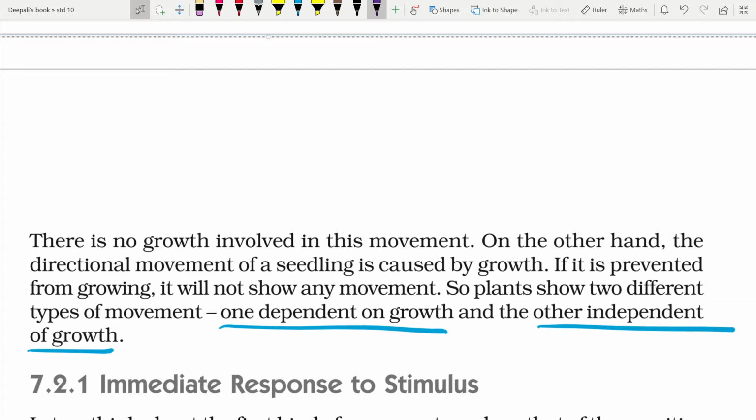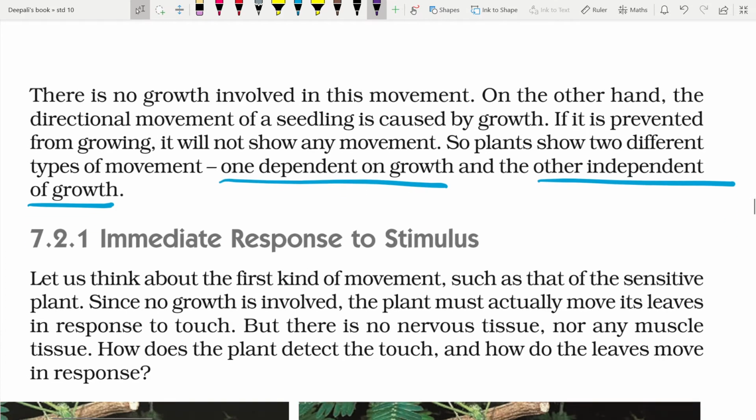So, the two different types of movement in the plants which help to respond to the stimuli are growth dependent and growth independent. Now let us see how these work, or how a plant detects the touch and how the leaves move in response.